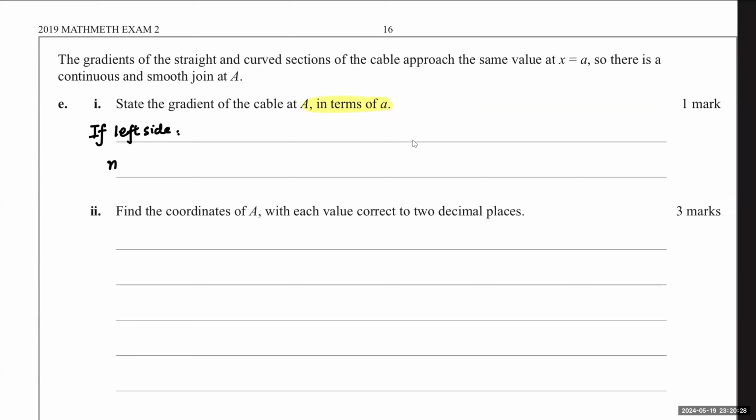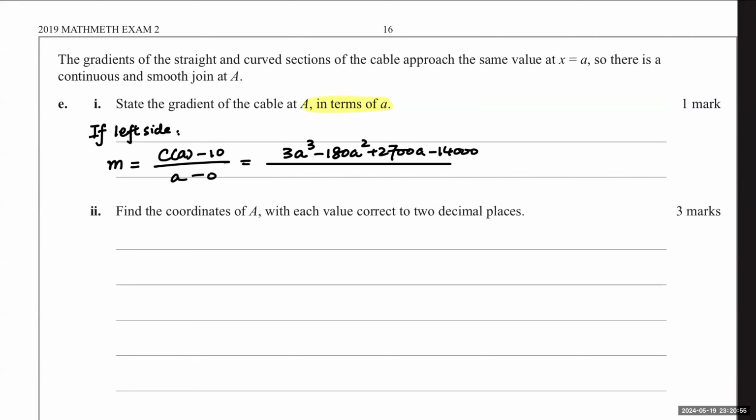If left side, we can use gradient equals C of A subtracting 10 divided by A minus 0. That gives me something like 3A to the power of 3 minus 180A squared plus 2700A minus 14000. Well, quite a tedious expression, okay? There are so many other equivalent expressions.